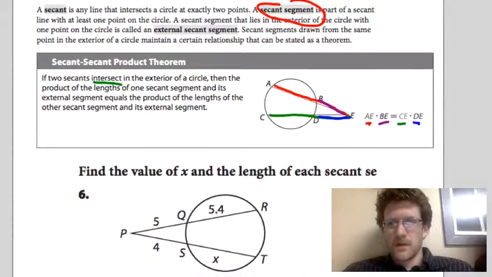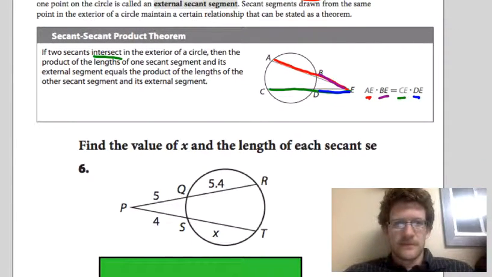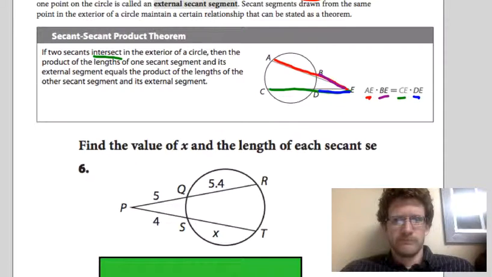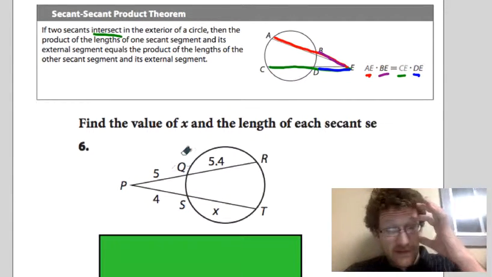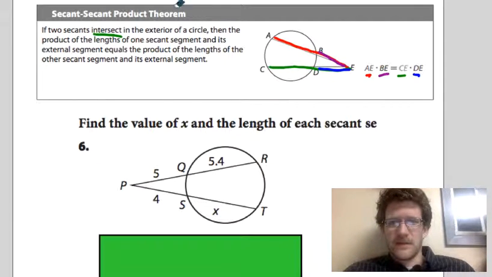Is this related to Pythagorean theorem? Nope, good guess. I don't know. Looks like it. Okay, carry on. It's more related to our proportionality theorems or something.